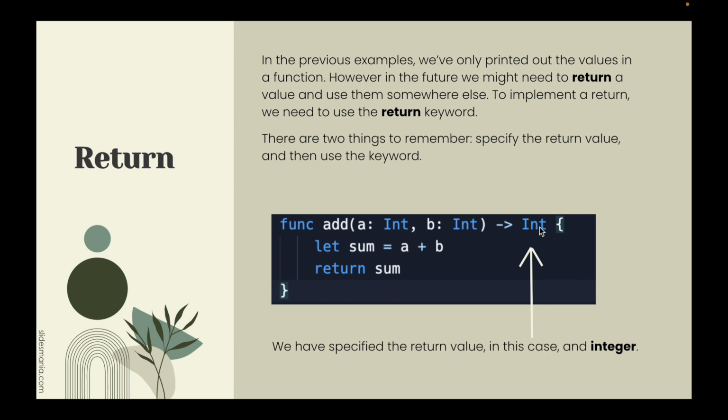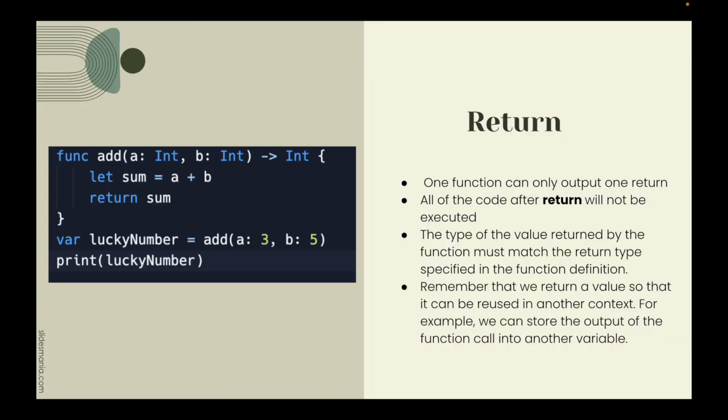So as I said here, we specified the return value. In this case, it is an integer. Okay, so let's look at this. Remember that one function can only output one return, and all of the code after the return will not be executed.